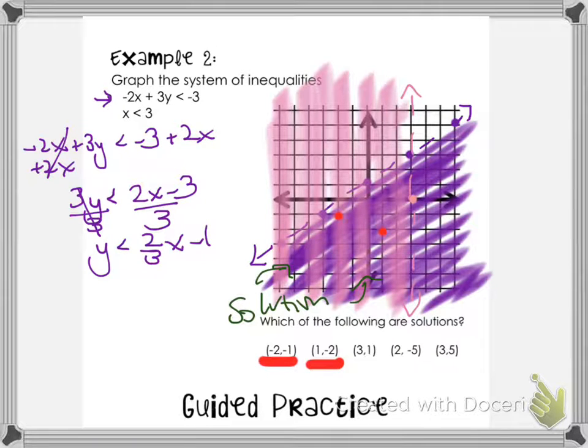How about 3 and 1? Now, it is on the line and it is on the purple, but because that line is dashed, that isn't one of our solutions. So that's not true. And 2 and negative 5, that is in our double shaded region, that's true. And then right 3 and up 5. That is not in the purple region at all. Also on that line, so that is not a solution. So anything that is within this double shaded area, those are solutions to this system.